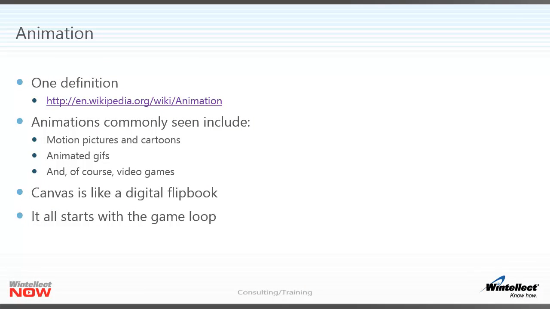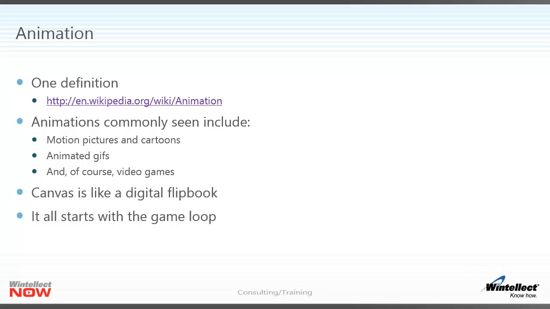Wikipedia defines animation as the process of creating a continuous motion and shape change illusion by the means of the rapid display of a sequence of static images that minimally differ from each other. The point of animation is to create the illusion of motion in a game, whether that be the motion of a game protagonist or enemy, the background or elements of the background, and so on. If you've ever seen a movie or a cartoon or an animated GIF or a video game, you've seen animation in action.